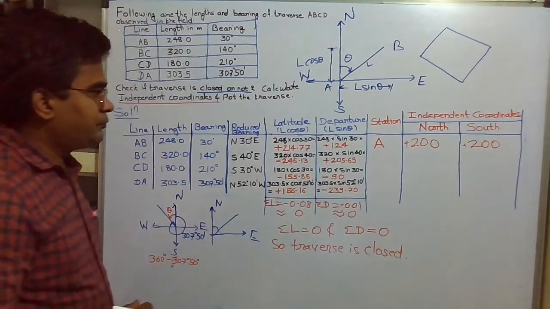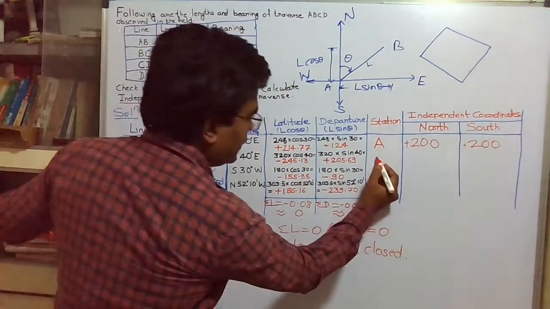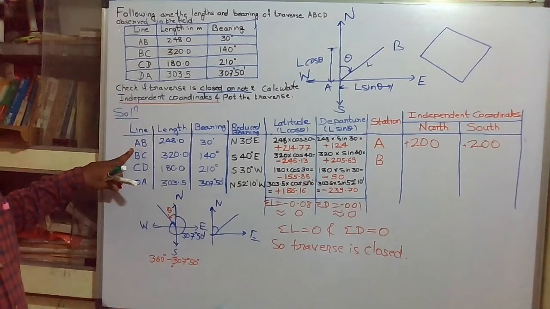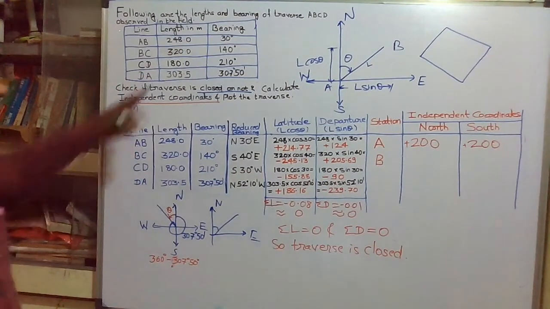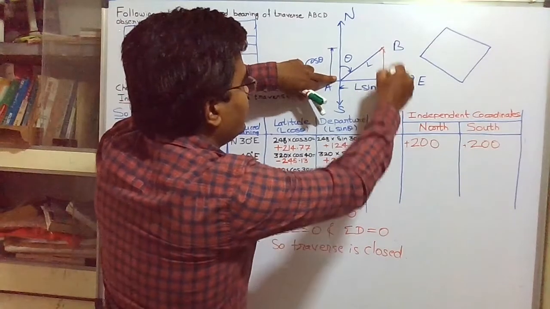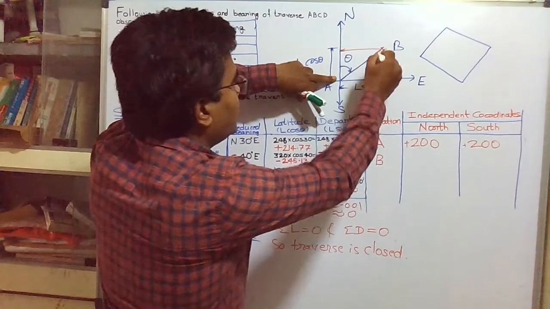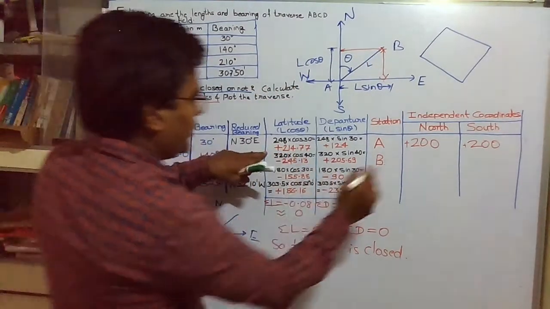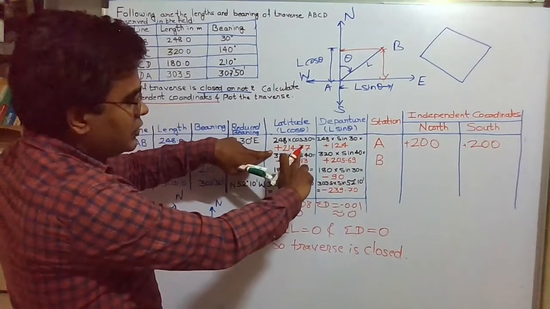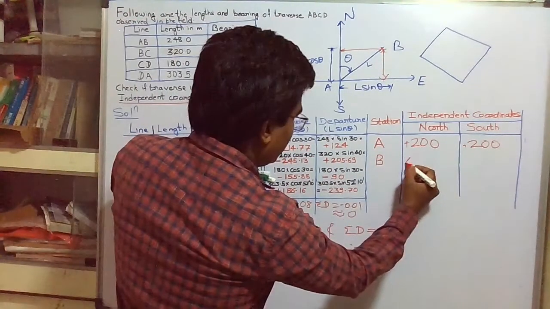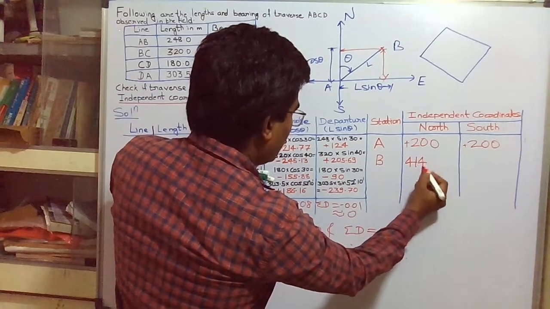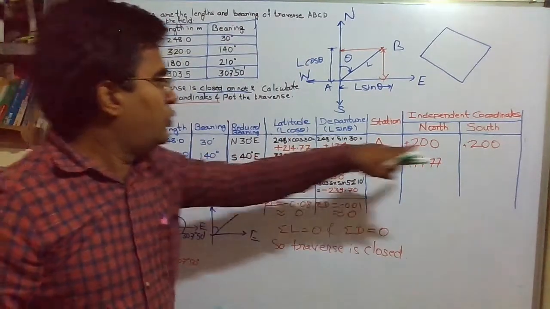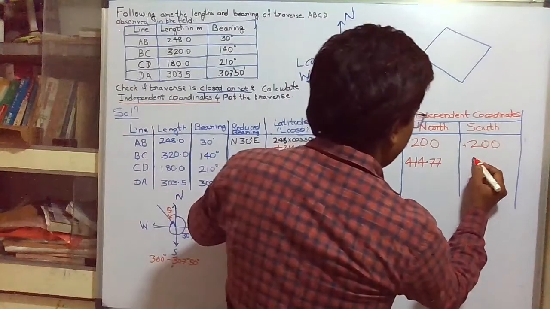Then the next station is B, along line AB. So what is the independent coordinate for B here? Latitude, I have told you, is the distance of point B from point A, so we add this distance. For latitude, we add 200 plus this 214.77, so we get the value 414.77. Again we add 200 plus 124, and we get the value 314.